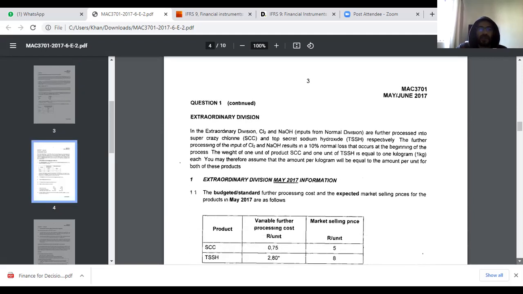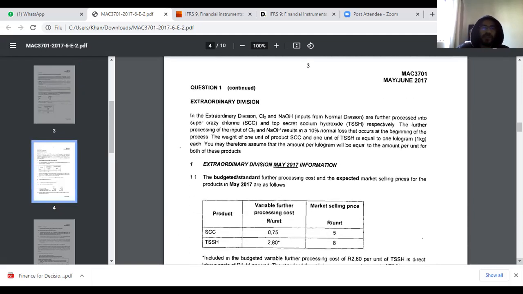Now we go to the extraordinary division. They say in the extraordinary division, CI and NaOH are further processed into super crazy chlorine and top secret sodium hydroxide. Okay, see what that is. The further processing of the input of chlorine and NaOH results in a 10% normal loss that occurs at the beginning of the process.